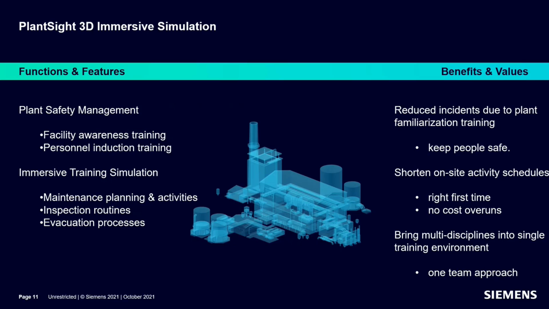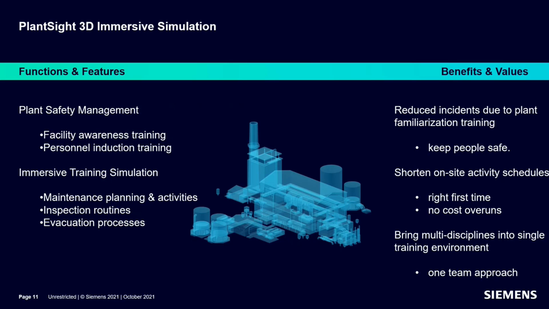So looking at the benefits here, this will drive down the number of incidents on plants and keep your people safe. The schedule for carrying out the work on site will be protected, avoiding cost overruns, and ideally get it right first time. If this involves an outage of the plant, a downtime on the plant, then you will be up and running and the plant will be available faster without risk.